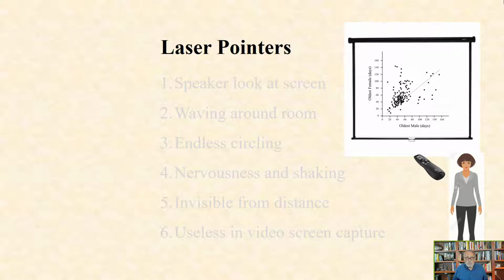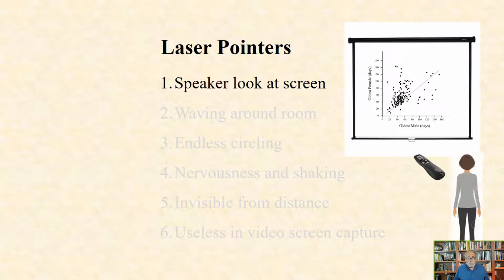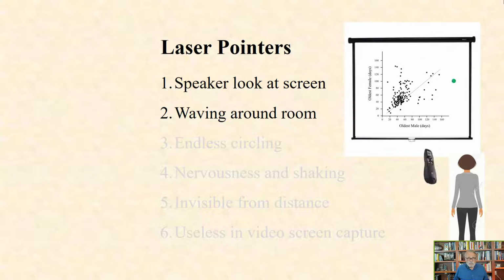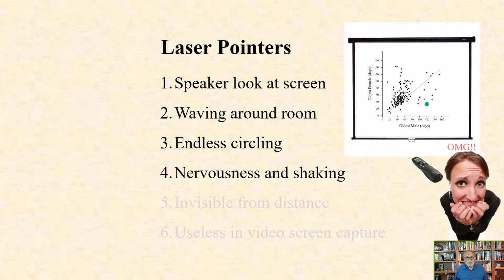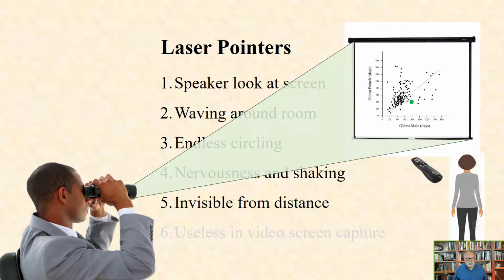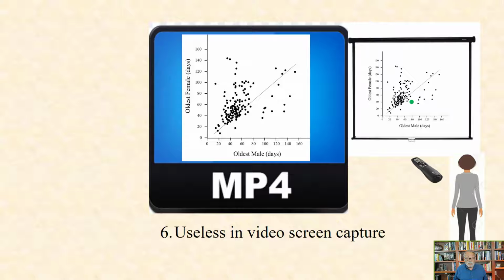Animation can also be used to create digital pointers, which can eliminate the need for speakers to face the screen to use their laser pointer, to worry about waving their laser pointers around the room, to avoid endless circling with their laser pointer, or to make visible their nervousness with a shaking laser pointer. And in a very large room, a laser pointer is invisible to audience members seated in the back. Laser pointers are also useless for video screen capture, and thus a digital pointer is needed.